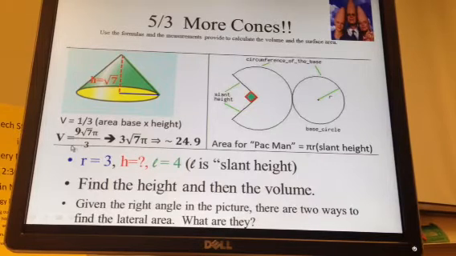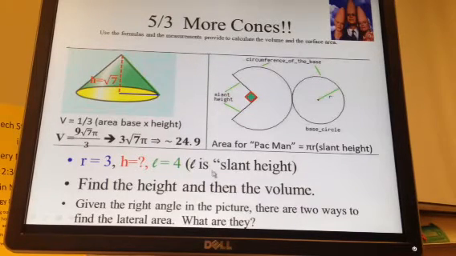All right, so over here, volume is 1/3 area of the base times height. The area of the base is 9 pi because we've got a radius of 3. The height is square root of 7 because I can use the Pythagorean theorem. I've got the radius of 3 and the slant height of 4, so 16 minus 9 is 7, and so the height is square root of 7. So that's 3 square root 7 pi when I divide by my 3, and that's about 24.9 units squared.